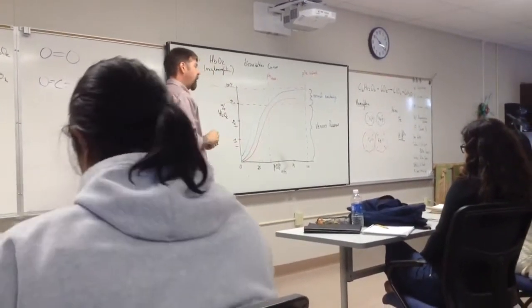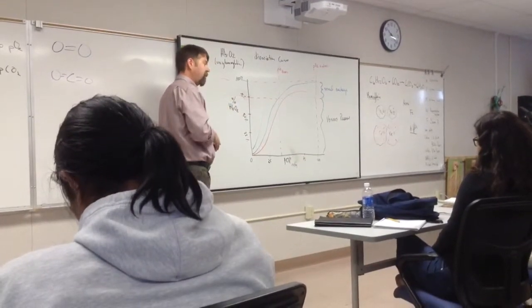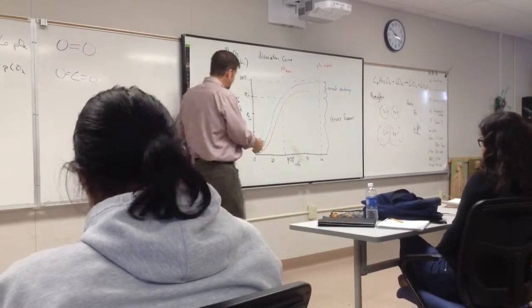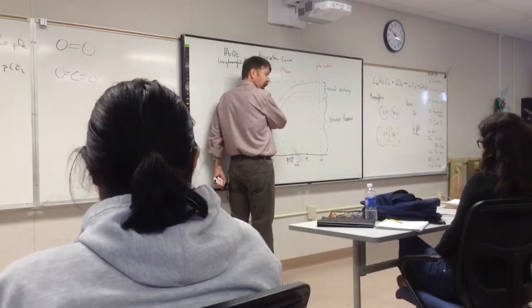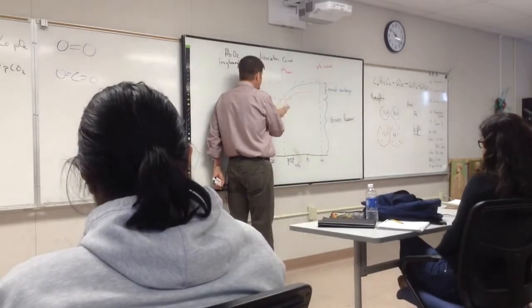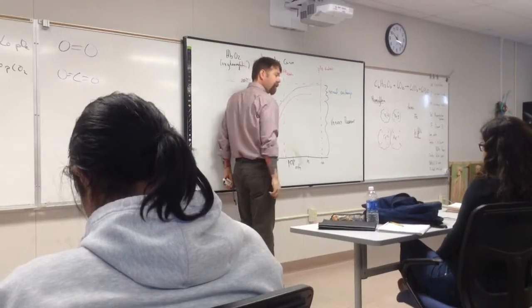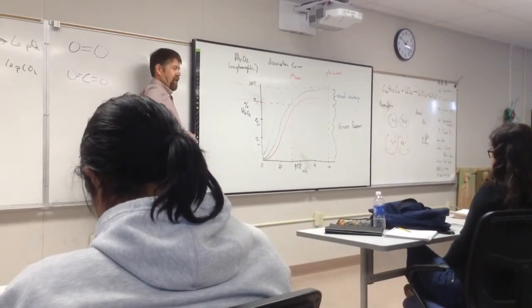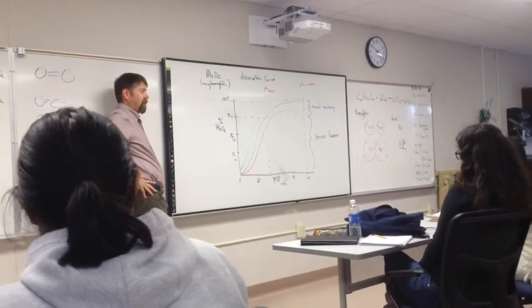Now, which one increases the affinity? A right shifted or left shifted curve? Which one has a higher affinity? The left, because at any partial pressure of oxygen, it's got more oxyhemoglobin. That makes sense? Do you think one is good and one's bad? Or do you think they're both bad? Or do you think the answer is, it depends. Honestly, under resting conditions, they're both bad.